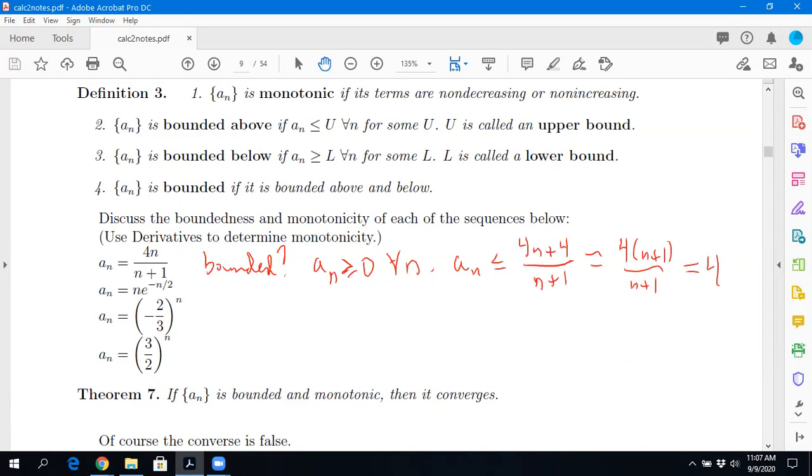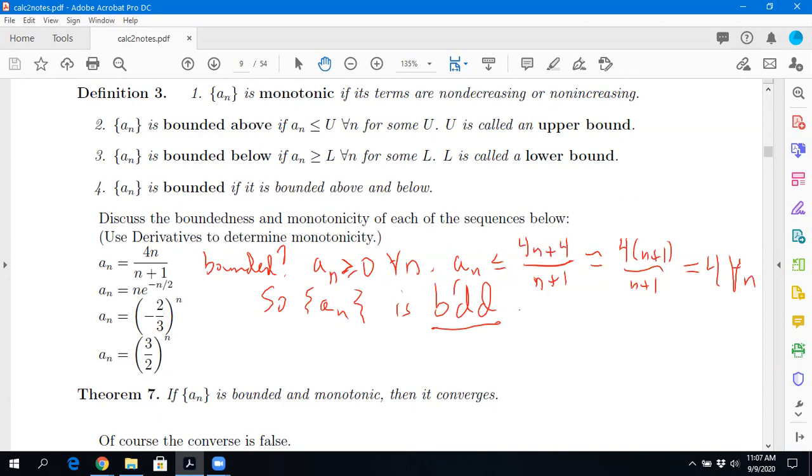So an is always bigger than or equal to 0 for all n, and an is always equal to or less than 4 for all n. Right? So what can we conclude about the sequence an? The sequence an is bounded. Okay, that's my shorthand way of writing bounded. So that thing is bounded.